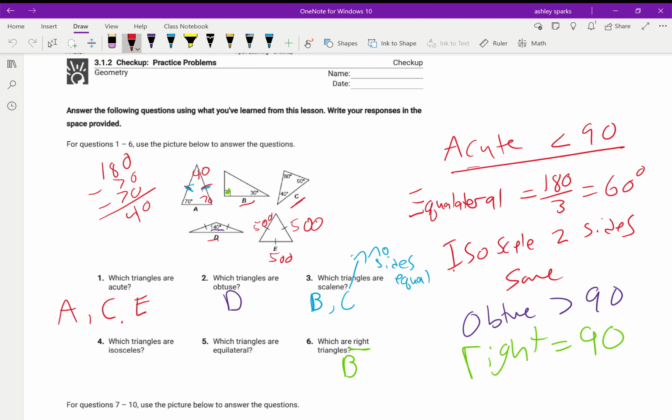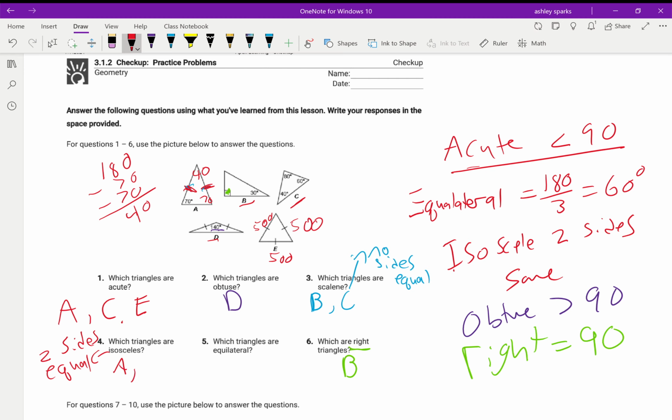Next we have isosceles. Isosceles simply means two sides that are the same. So two sides equal. So we can just go through and we're looking for those markings. If I look at A, right, we have those markings there that I've gone over like 100 times. But that's telling me that those two sides are equal, therefore A is an isosceles triangle.